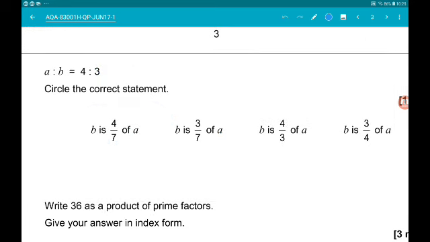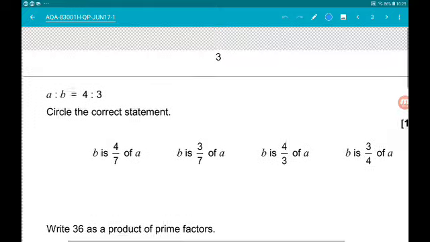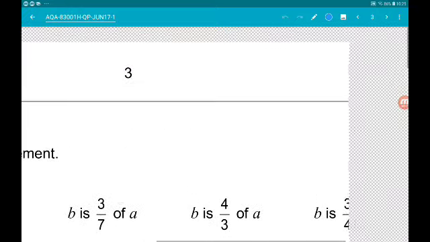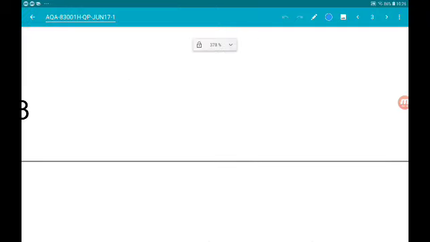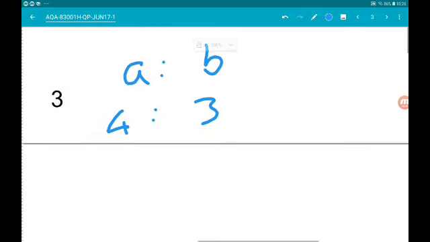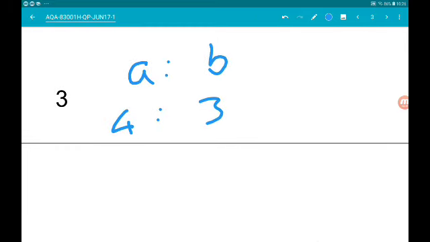Okay, question 4, we have ratio. So, a:b is 4 to 3. We want to tick the correct statement. So, this is a nice time to point out a little ratio trick. So if we know a:b is 4 to 3, we can turn this into an equation.